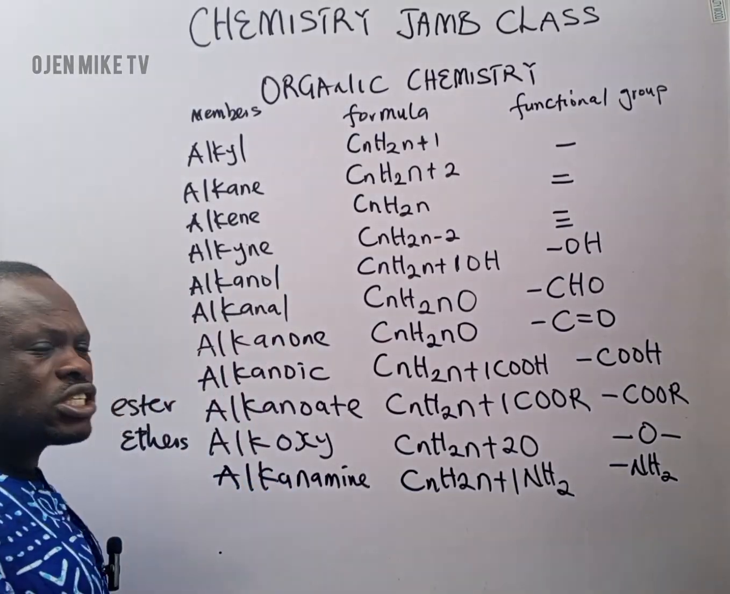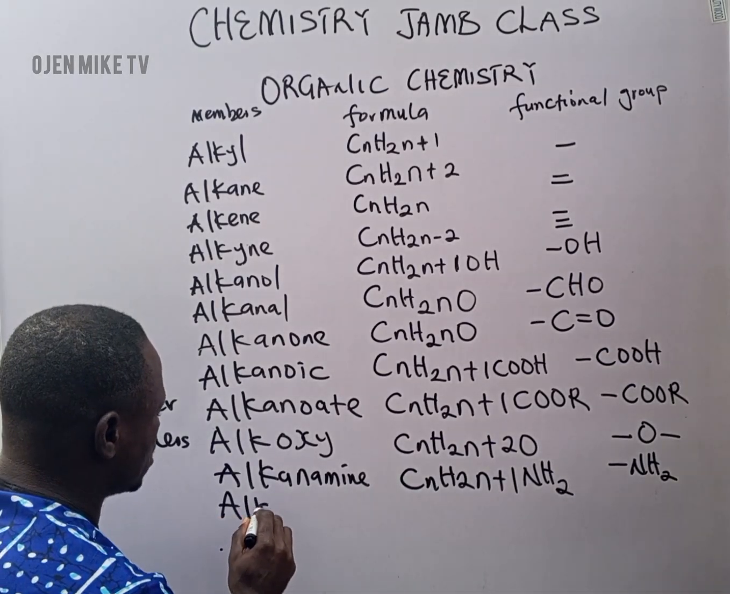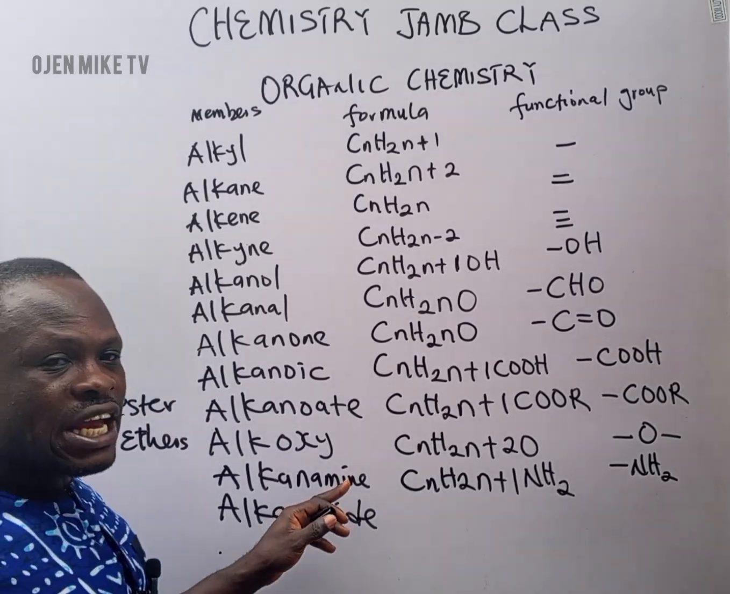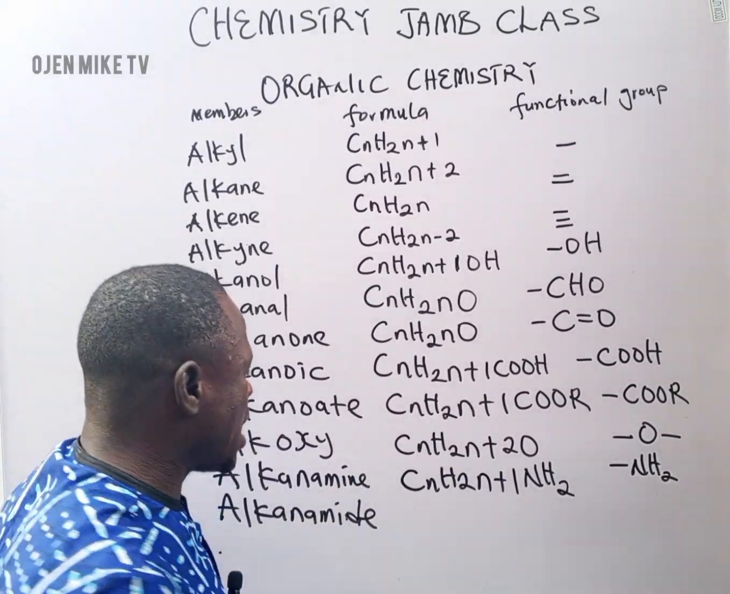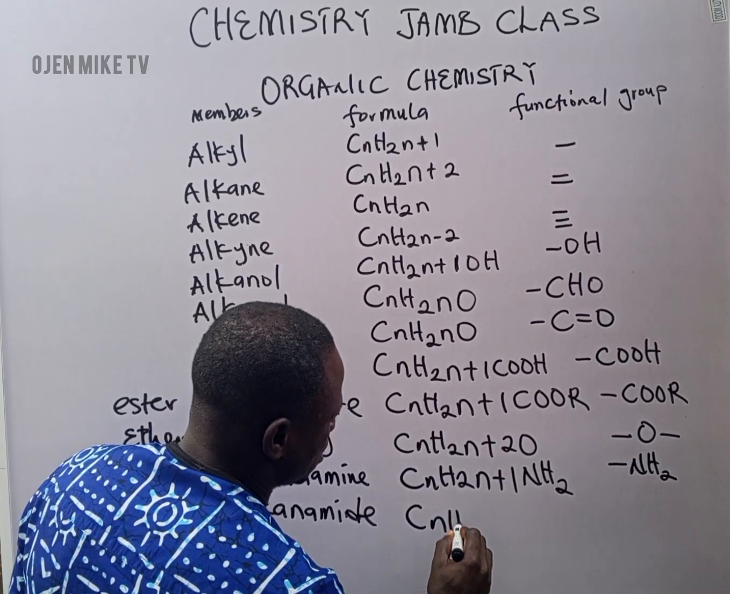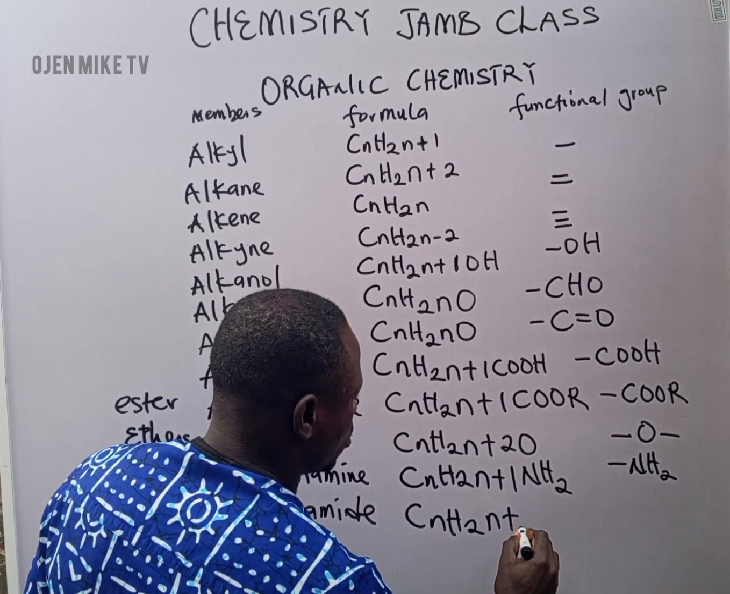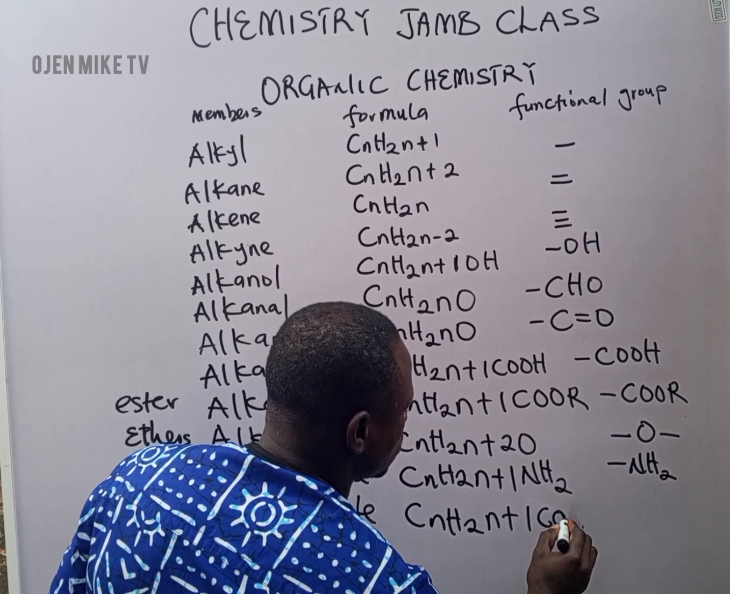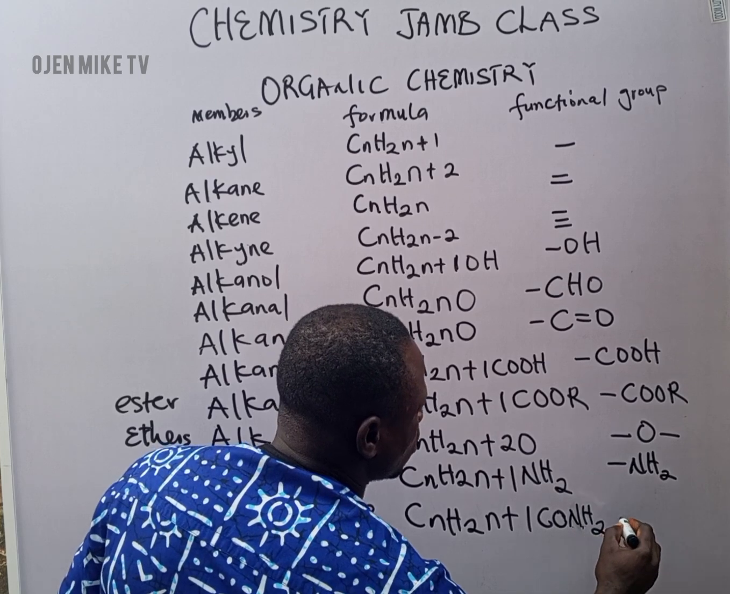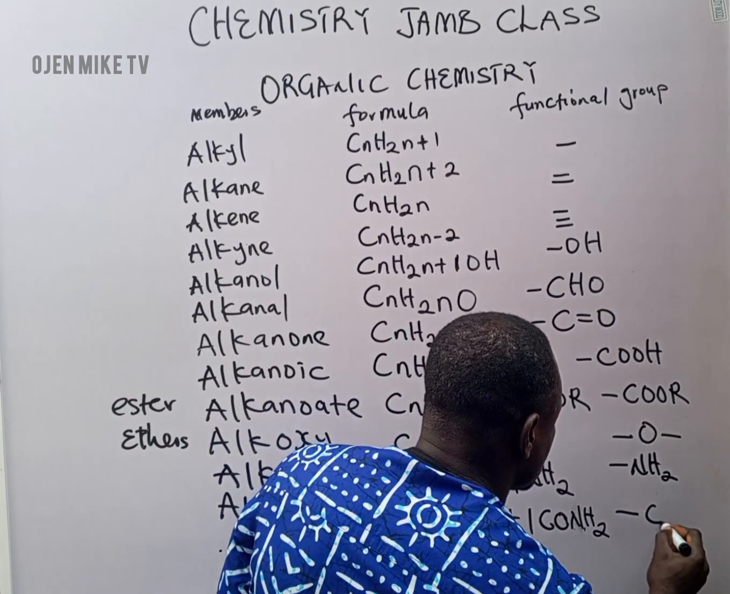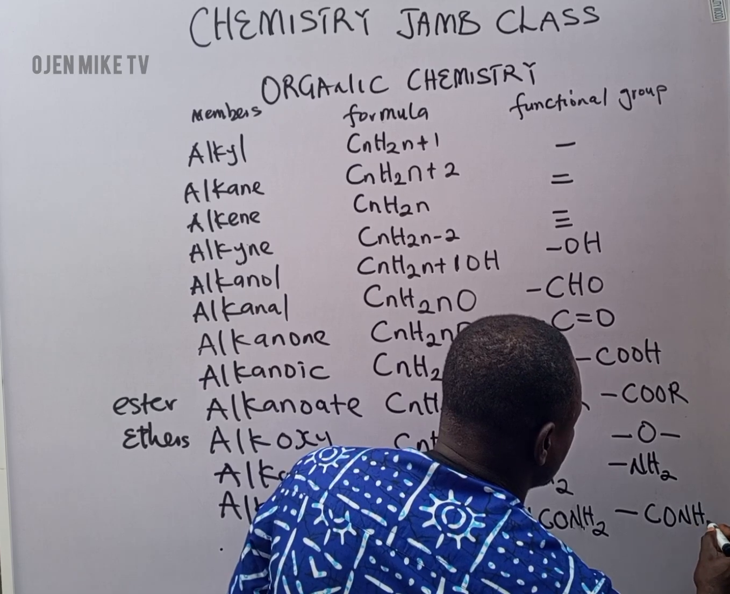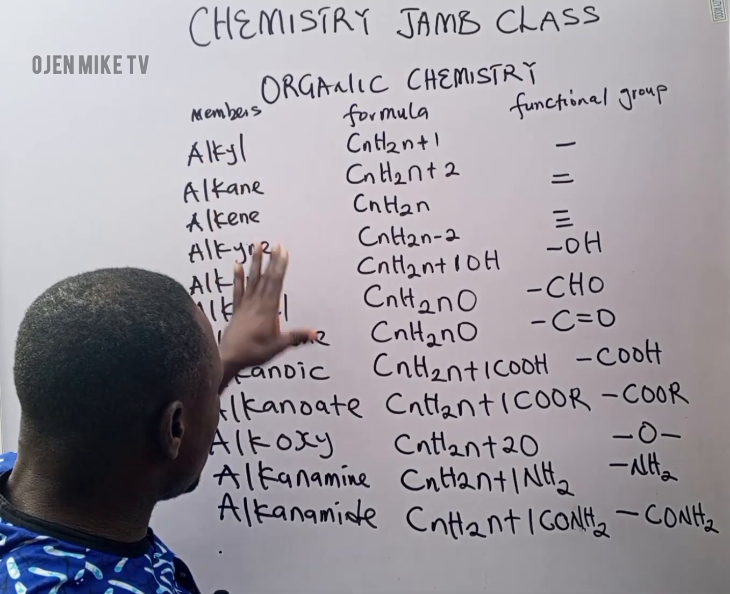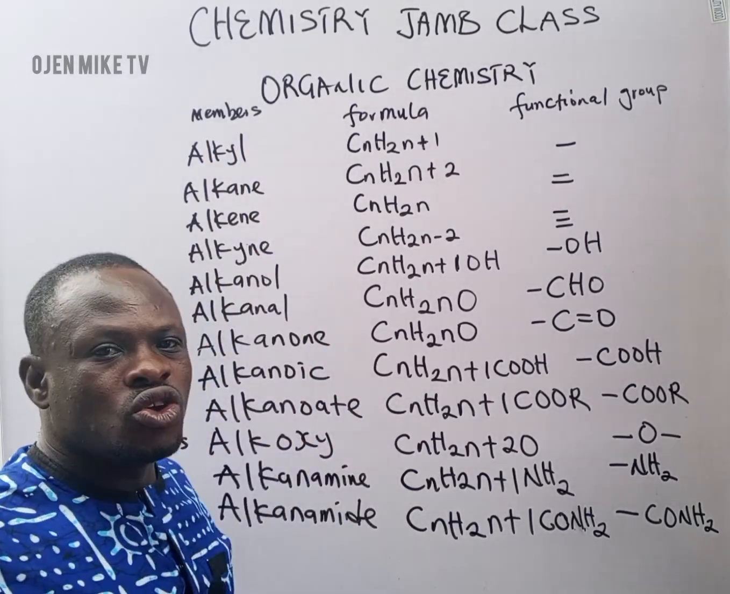You get that? The last one we are going to look at is alkanamide. It has a general formula CnH2n+1 CONH2, with a functional group of CONH2. Are you following? If you know the members of this one, and that they differ by their name ending, you are good to go.